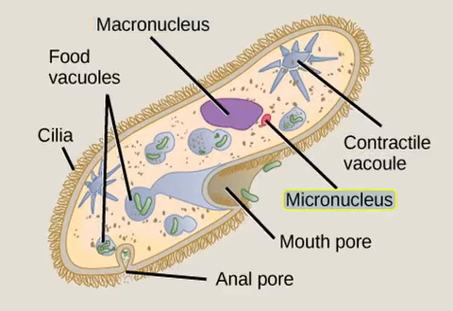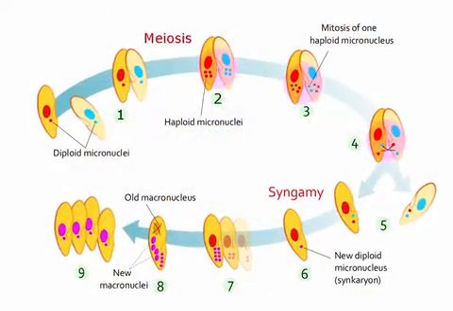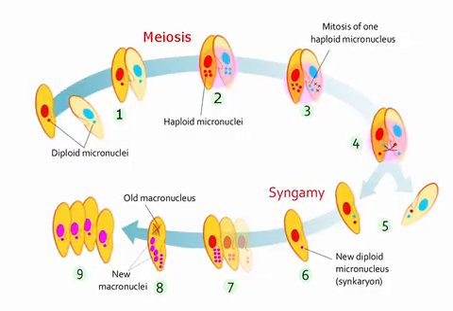During conjugation, the cells exchange haploid micronuclei, where the micronuclei then fuse and reproduce. So it's a little bit different than what we see, but again, we're talking about organisms that are different from us and different from a lot of the organisms that we're most familiar with. So the processes by which they make copies of themselves are going to be a little bit different.